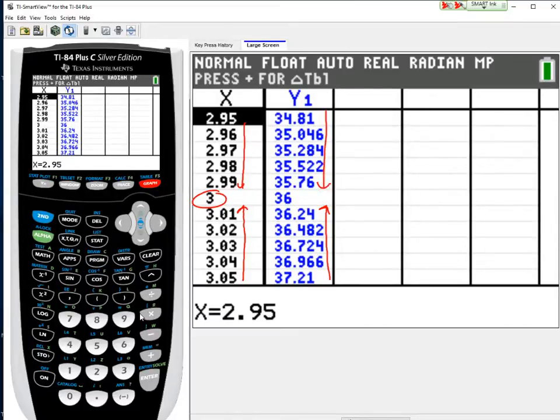Now, we know that it's going to be 36. But we don't care about what it equals. We care about what it's approaching. And that's the big idea of the limit. It's what we're approaching, not necessarily what it is equal to. So, will the answer be 36? We are approaching 36. We don't care about what it equals, we care about what it's approaching.